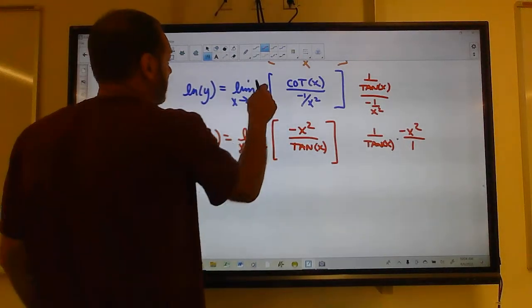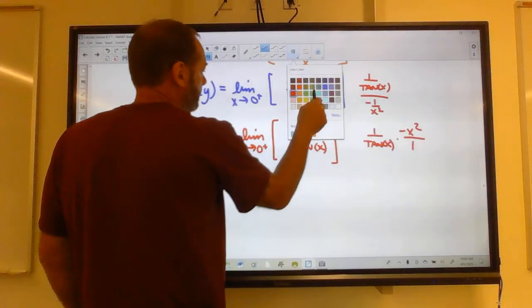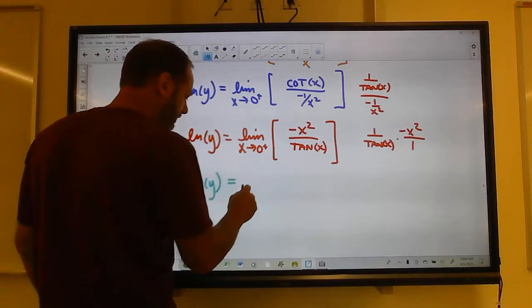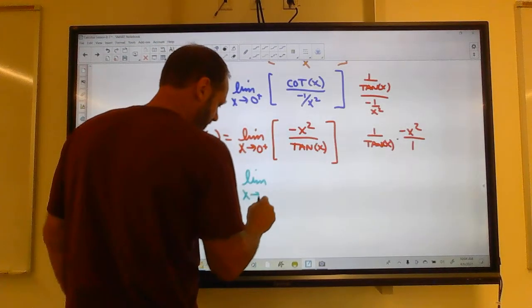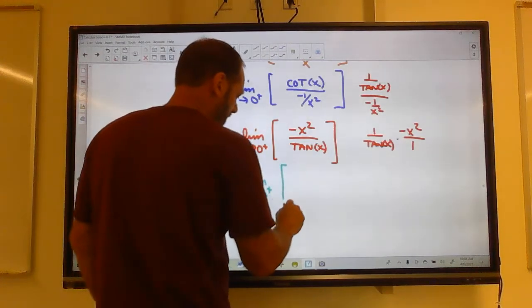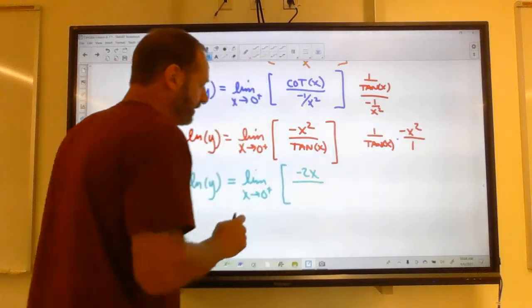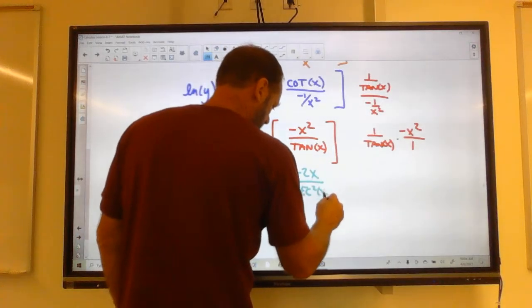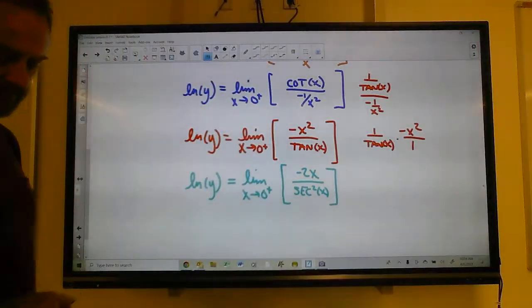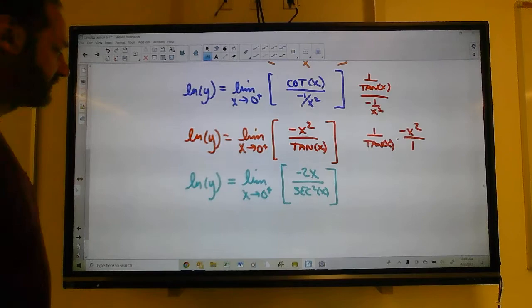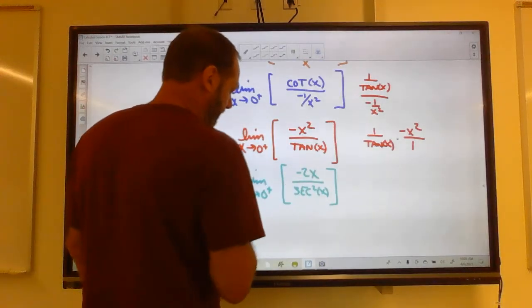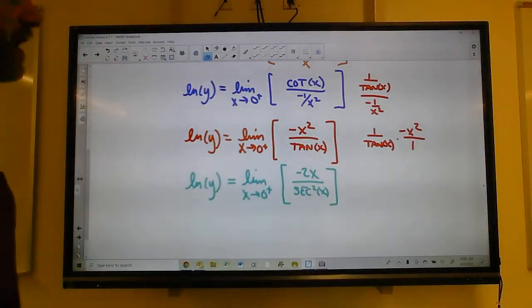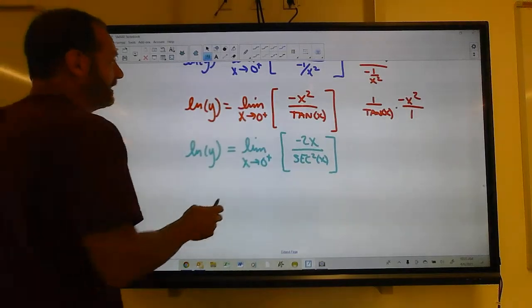So let's take the derivative again. It's exciting stuff, isn't it? So the natural log of y would be the limit as x goes to 0 from the positive side of negative 2x over, let's see, the derivative of tangent is secant squared. Okay, can I do this? Well, if I plug in 0 here, I get 0 on the top, so that's a problem, maybe. If I plug in 0 here, secant squared of 0 is 1. Oh, okay. So I got a limit finally.